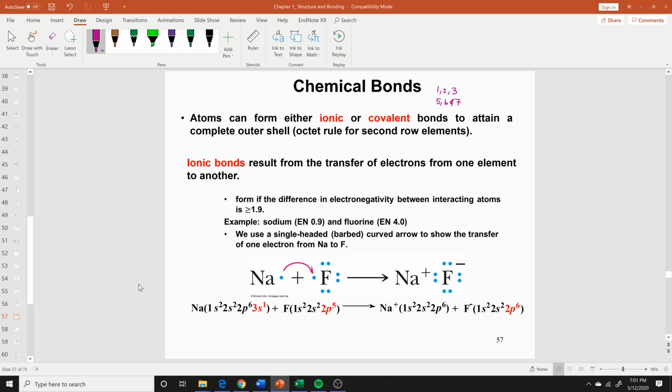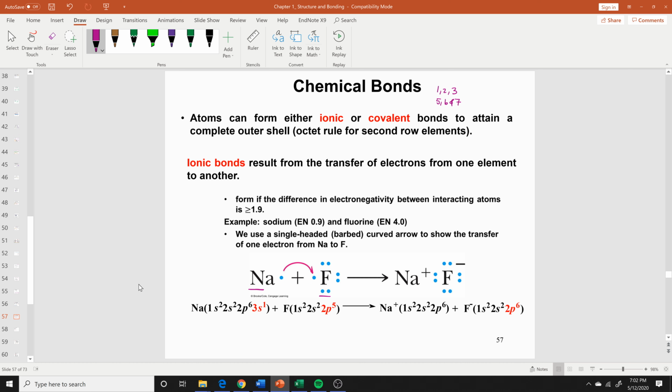For example, I have sodium in group 1, fluorine is in group 7. They form an ionic bond. An ionic bond results from the transfer of electrons from one element to the other. So here, as you can see, 1 electron from the sodium. Why 1 electron? Because sodium is in group 1, it has 1 valence electron. Fluorine is in group 7, it has 7 valence electrons.